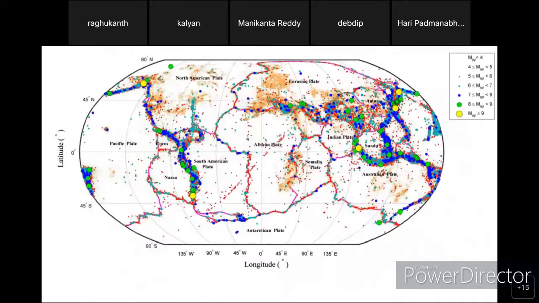Now the same thing, even for earthquakes, if we see all the epicenters of all past earthquakes all over the earth, if you plot all the epicenters, they look like this.